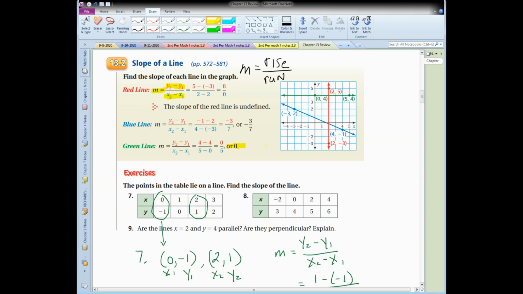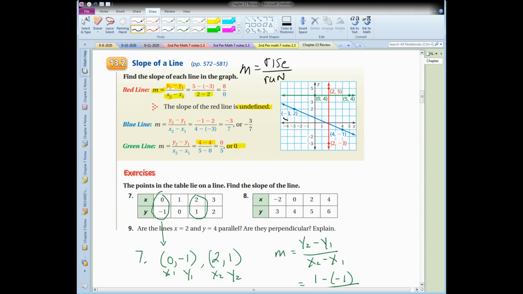And you can see from the math, the numerator, 4 minus 4. You'll get that every time when you graph a horizontal line, the numerator will be 0. For the red line, we see that the denominator is 0. Remember, we said for vertical lines, slope is undefined. And then for the blue line, again, labeling your values.